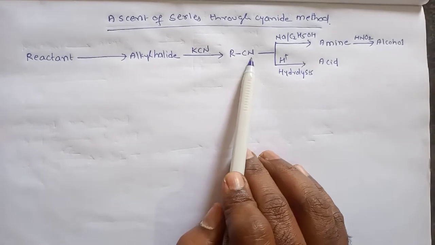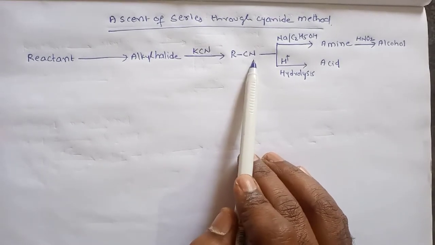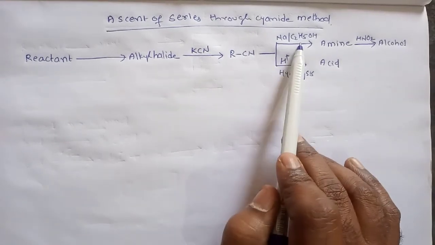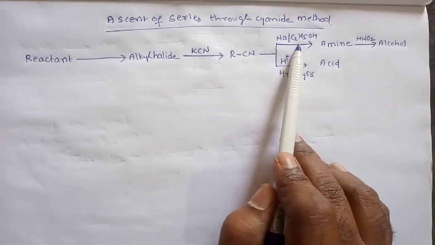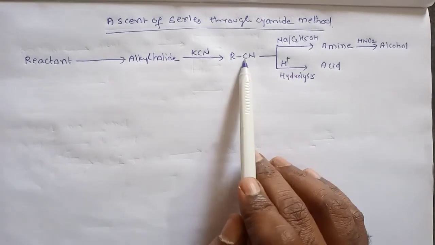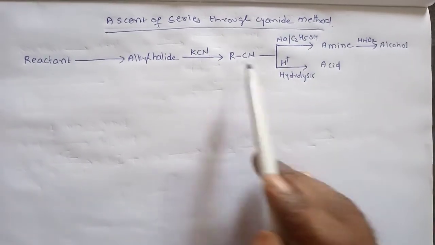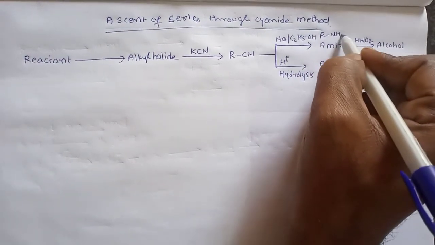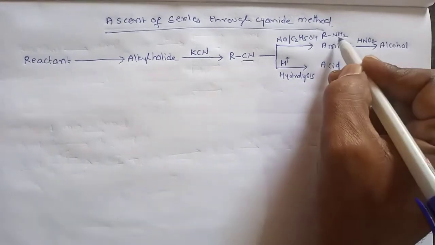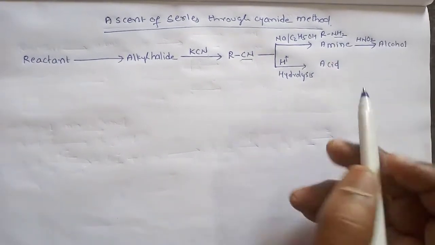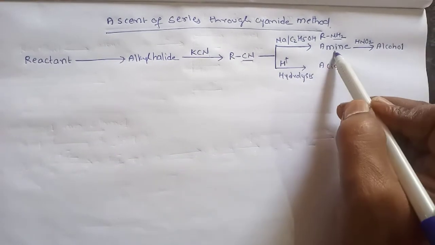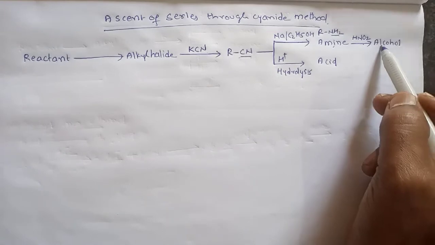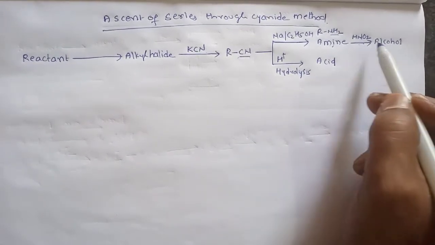This RCN, depending upon our requirement. Suppose this RCN is treated with sodium and ethyl alcohol. This undergoes a reduction reaction, and here RCN is converted into amines, that is RNH2. CN is converted into NH2, RNH2, right? And this amine further reacts with HNO2 and gives alcohol.